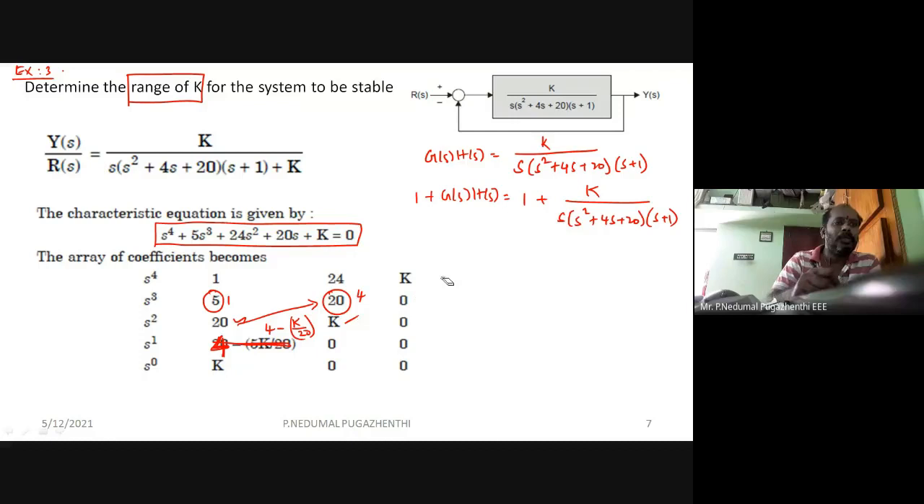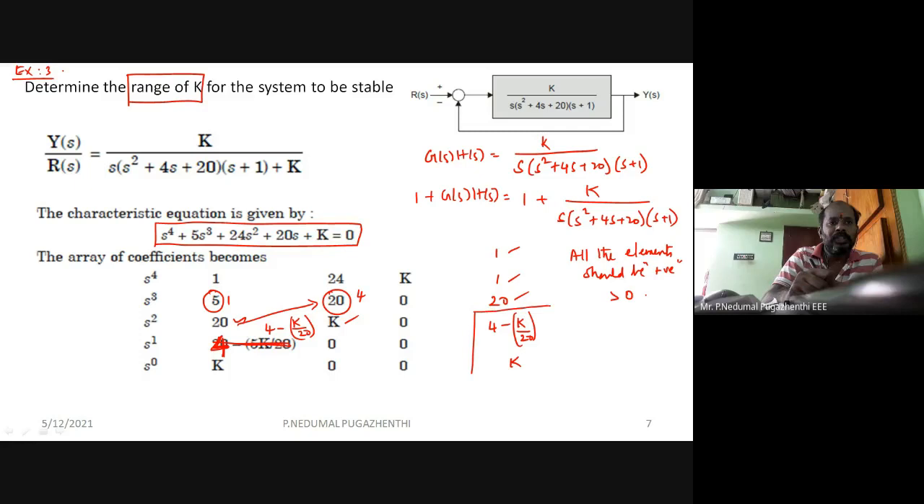Okay, let us consider my first column. What is my first column? It is 1, then 20, then 4 minus K divided by 20, then K. But what is the condition to be stable? All the elements in the first column should be positive, that is, greater than 0. 1 is greater than 0, 20 is greater than 0. But we have two terms in terms of K, and I have to use these to find the range.